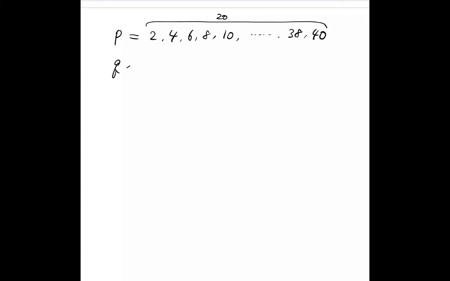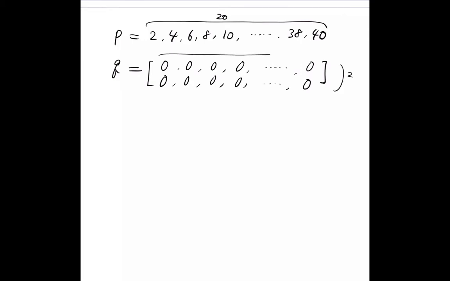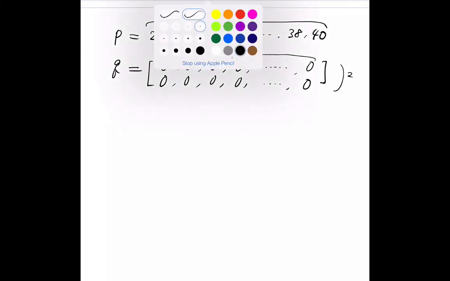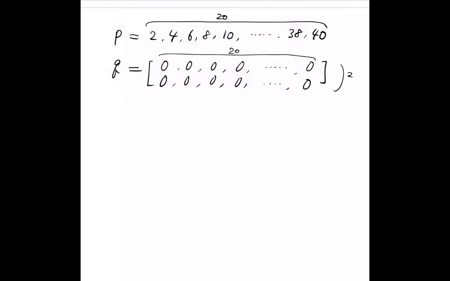And let's say Q is a matrix of zeros with 2 rows and 20 columns. So let's say there are 2 rows and 20 columns. And suppose I want to do the following. This is just an exercise, so don't ask me why I want to do it.